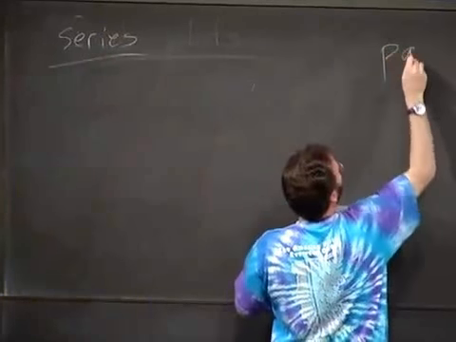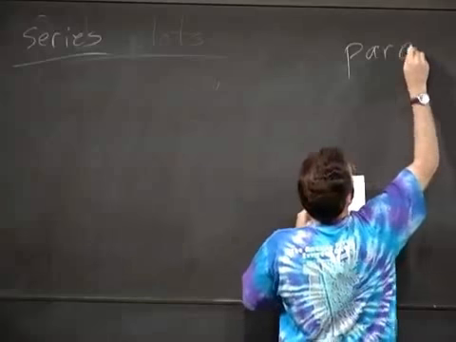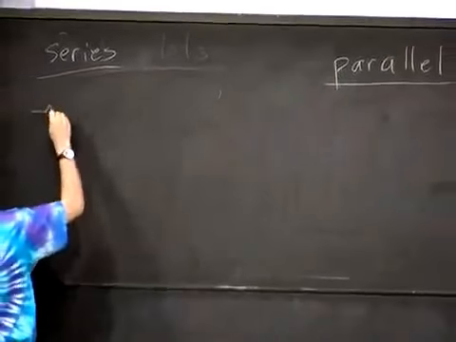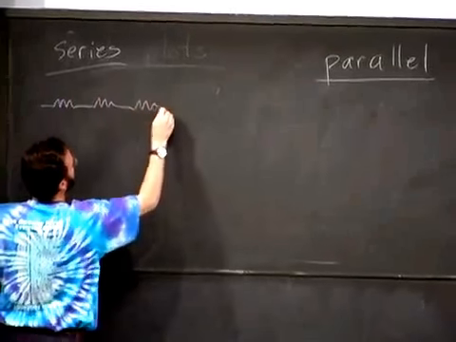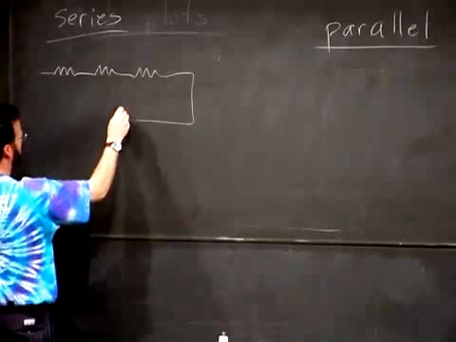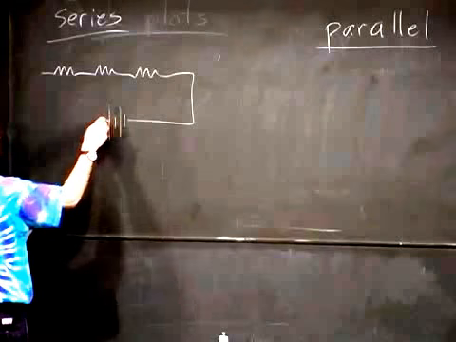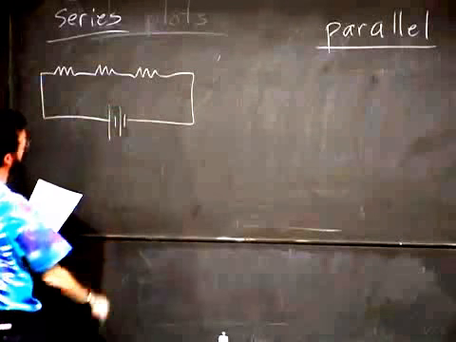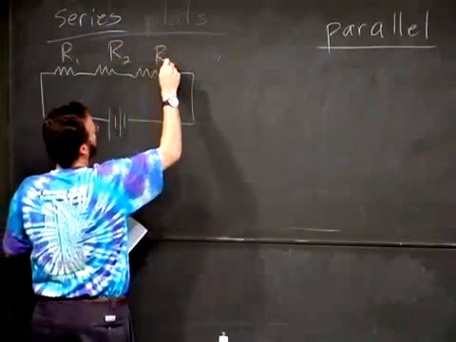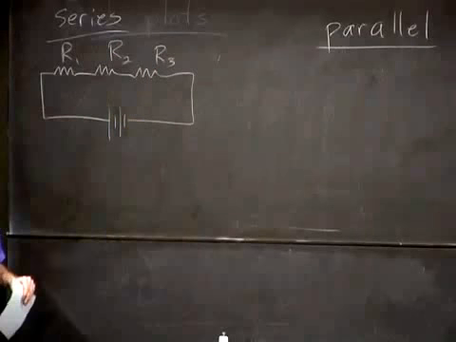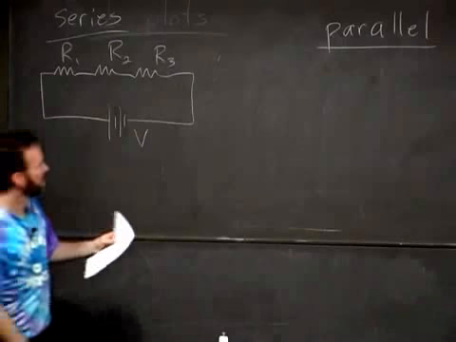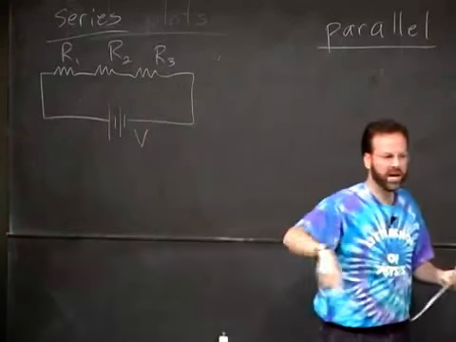Series versus parallel. 3 resistors in series. The symbol for battery looks like this. So these are resistors. You can think of them as light bulbs or different appliances or whatever. And here's a battery or voltage source. That would be in series. See how there's one path?